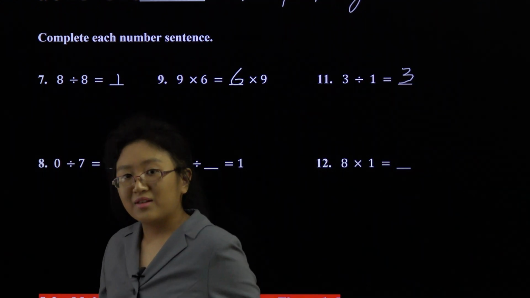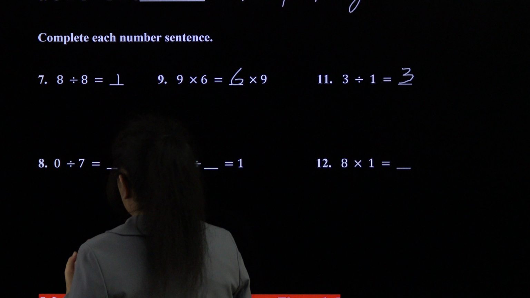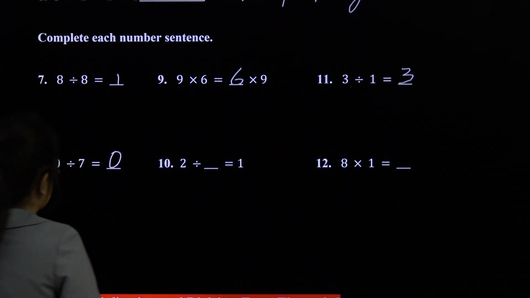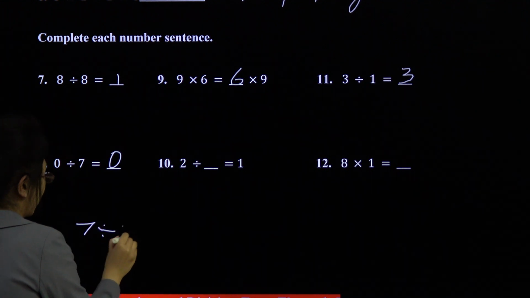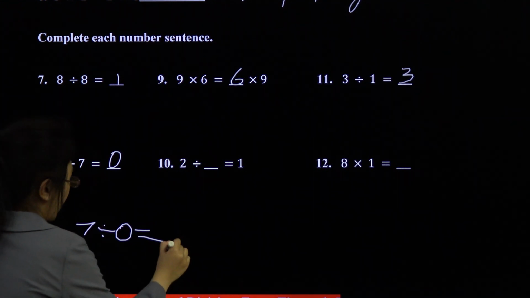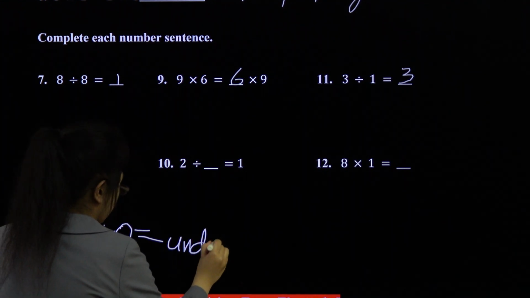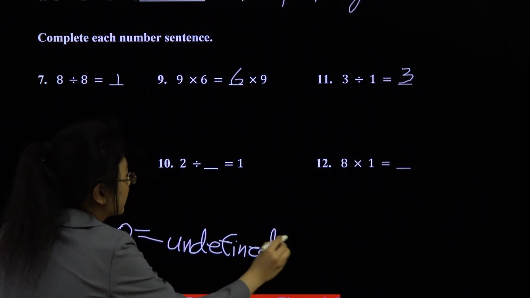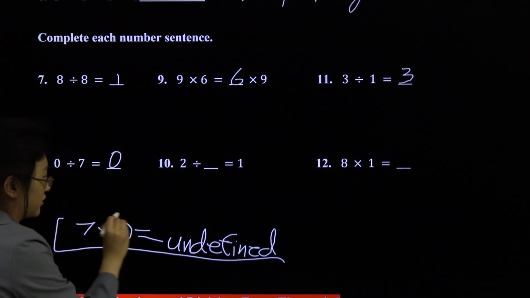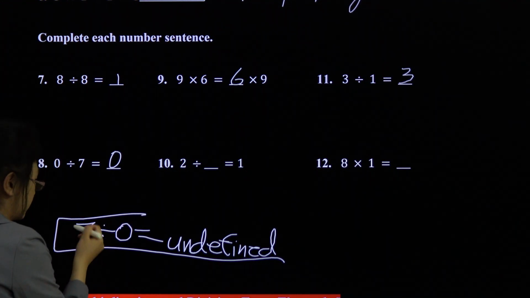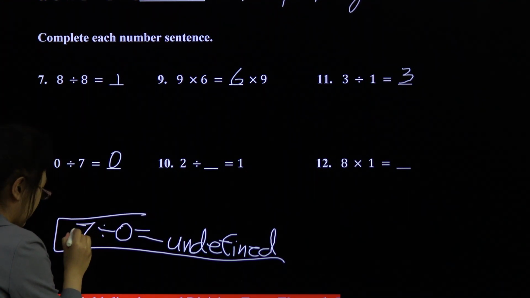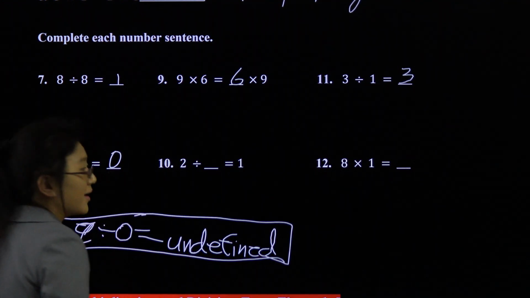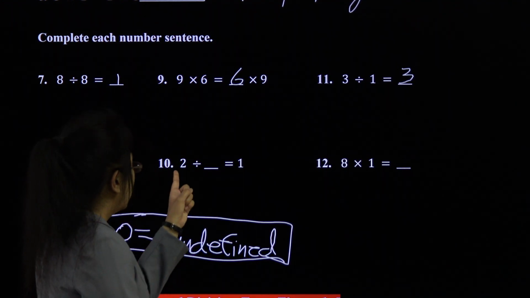0 divided by 7. 0 divided by anything is just 0. However, if you divide anything by 0, it's undefined. There is physically no answer for this. Let's just put Q. Yeah, that's a rule, by the way.